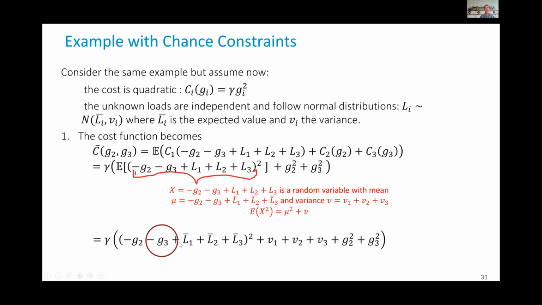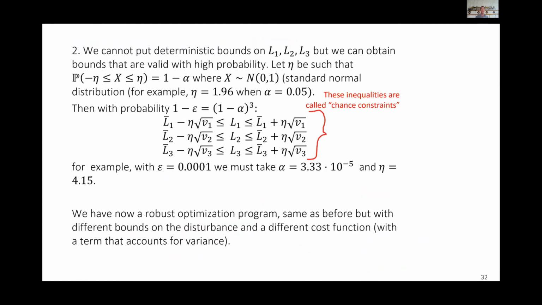So we have here a quadratic thing to solve that we will let MATLAB hopefully solve for us. Here, however, we have another problem. We cannot put deterministic bounds on the L1, L2, L3 because if we take it strictly, a Gaussian random variable can take any value from minus infinity to plus infinity, which is impossible here. The load cannot be arbitrarily large.